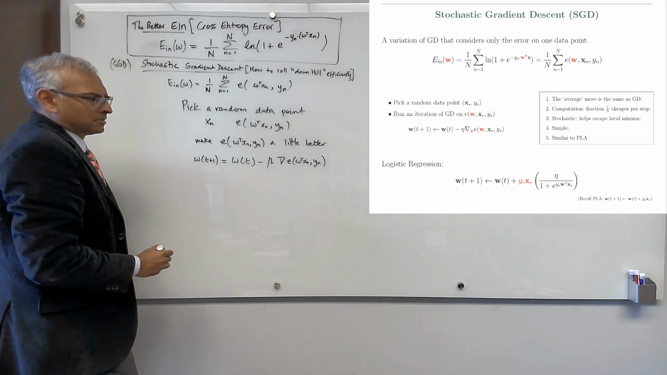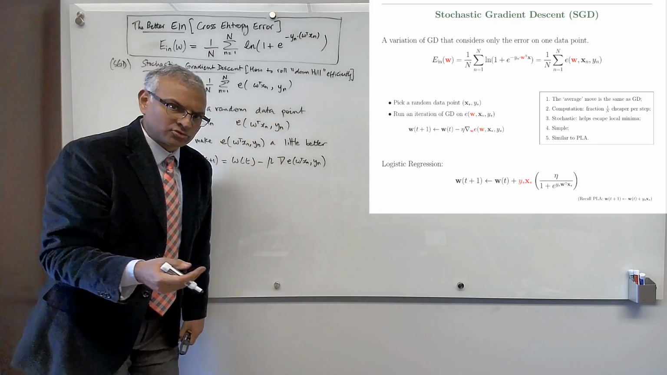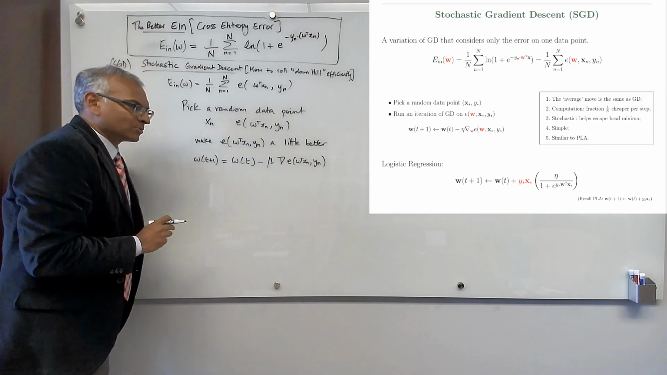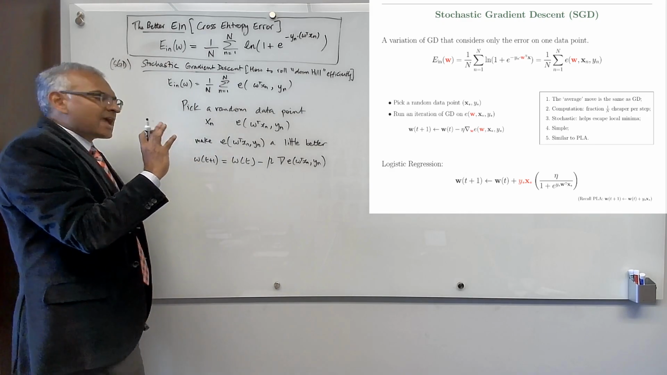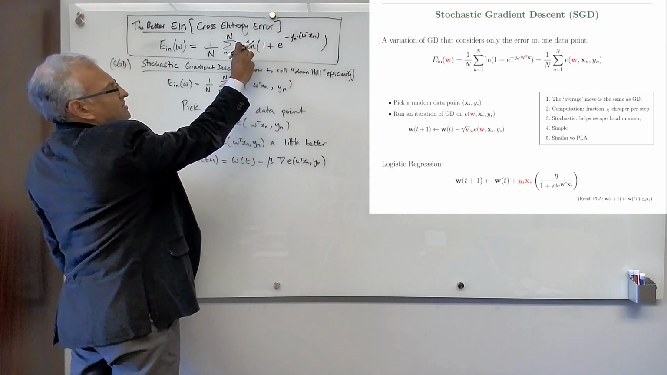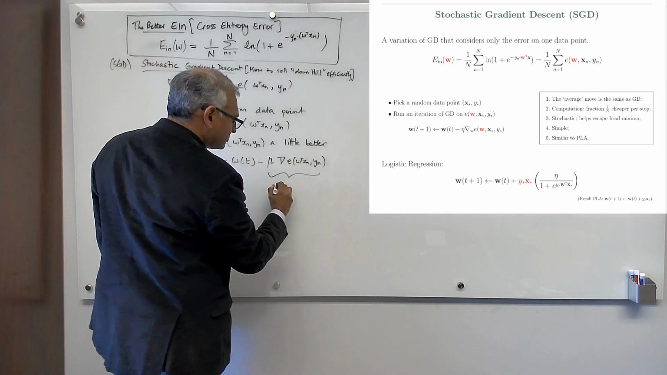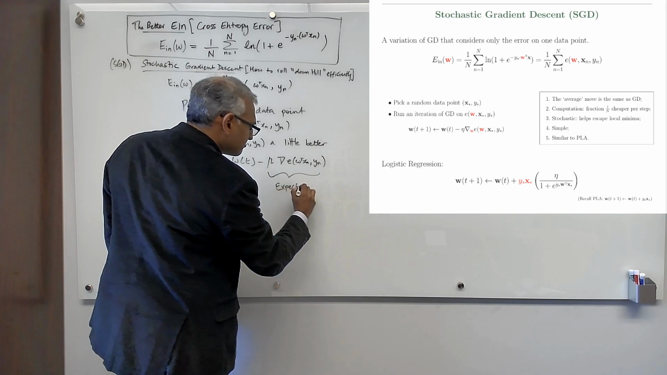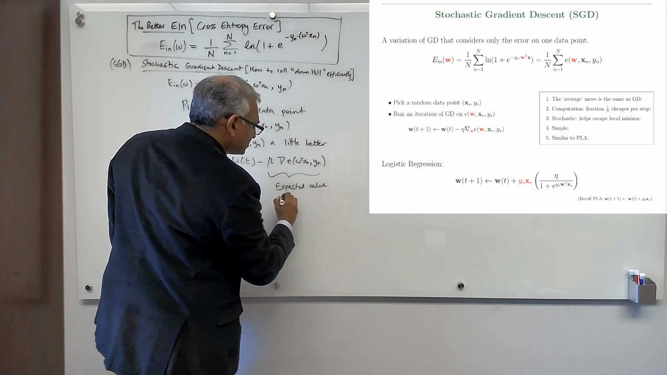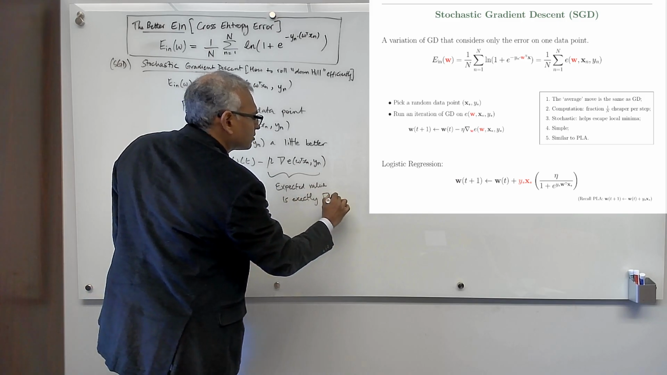Okay? So that's the update. Now, it's kind of crucial that you picked a random data point, because what does that mean? That means that on average, the expected value of this update is exactly this. Is exactly the update. So the expected value of this is exactly the gradient of E in.